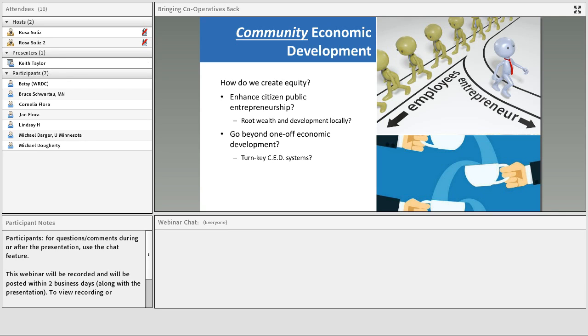Whenever we do find a really great outlier of community economic development, oftentimes it doesn't scale. What can we do to identify these ways to scale so that these local community-based enterprises can compete at the local and national level?